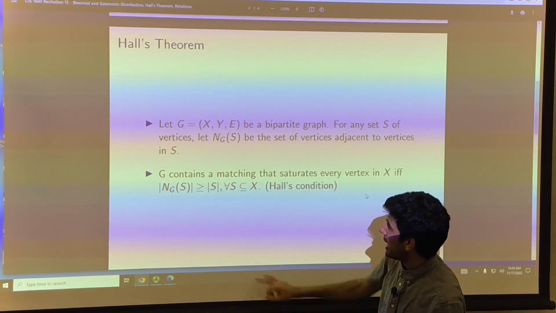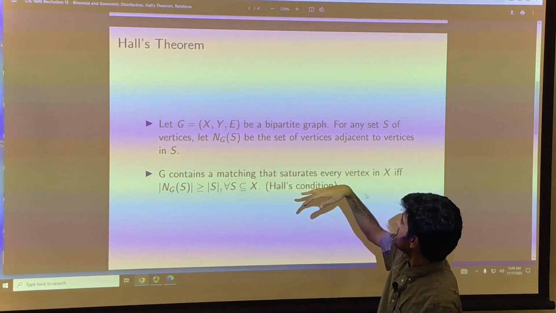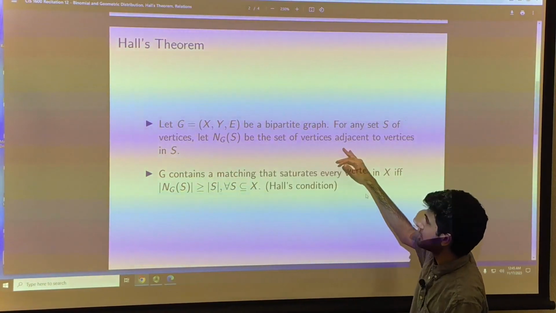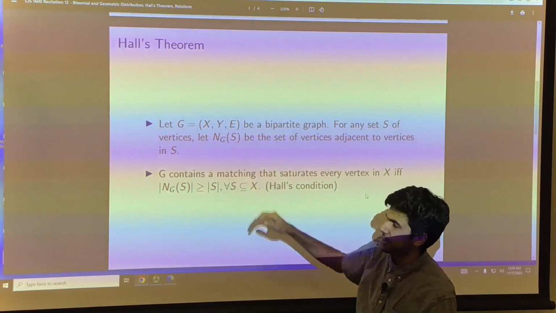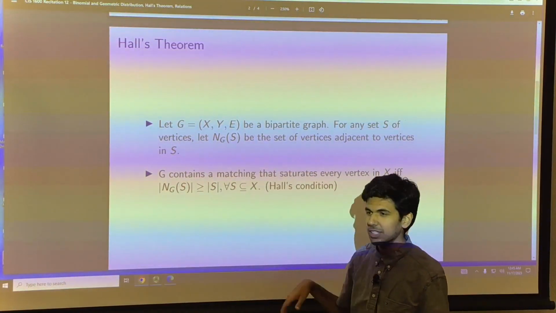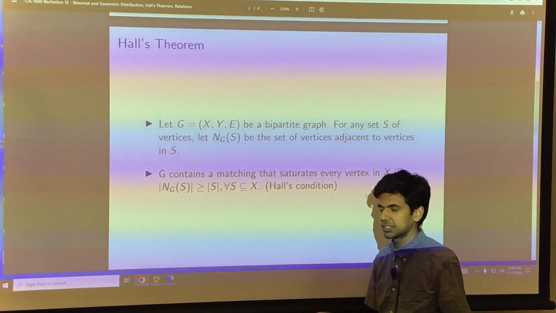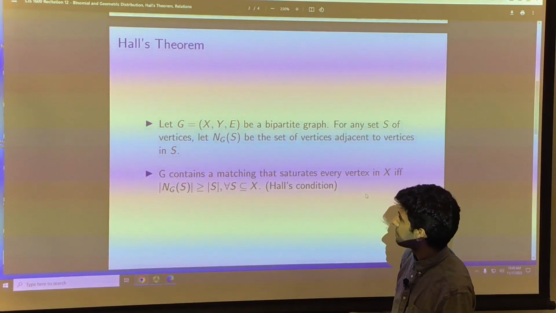And we're going to define N sub G of S to be the set of vertices adjacent to vertices in S, where S is any set of vertices. That seems really chaotic right now. We'll draw out an example and define it properly there.